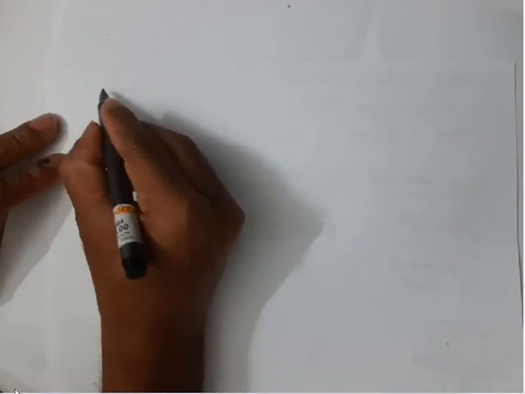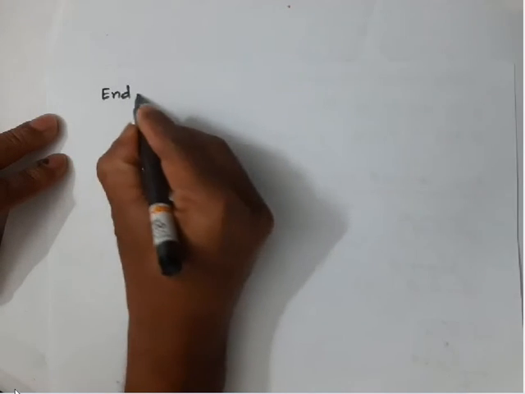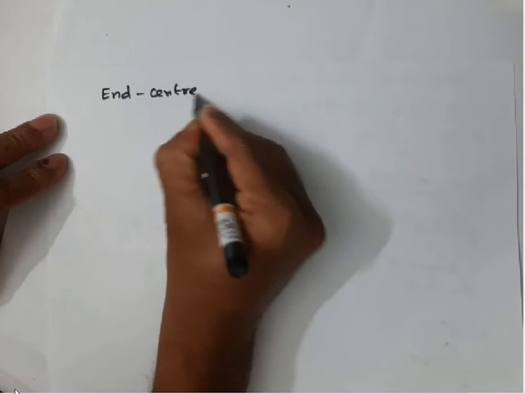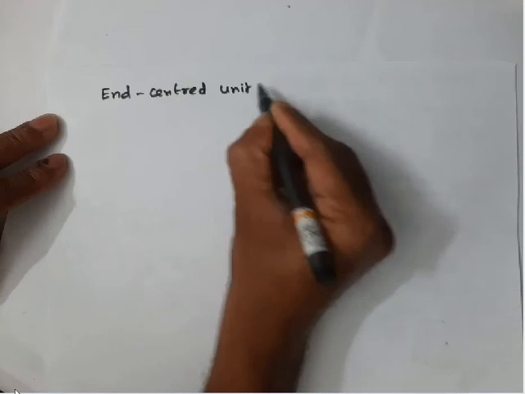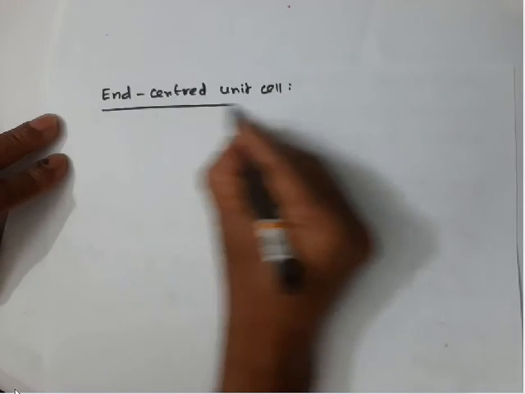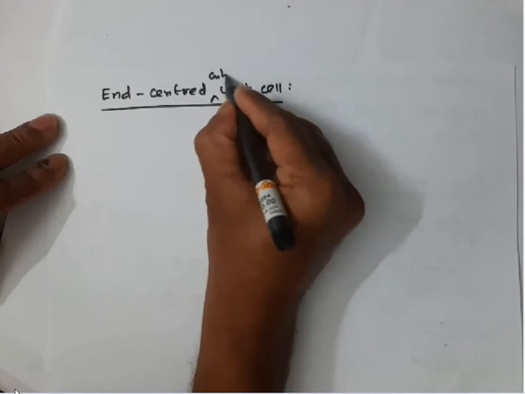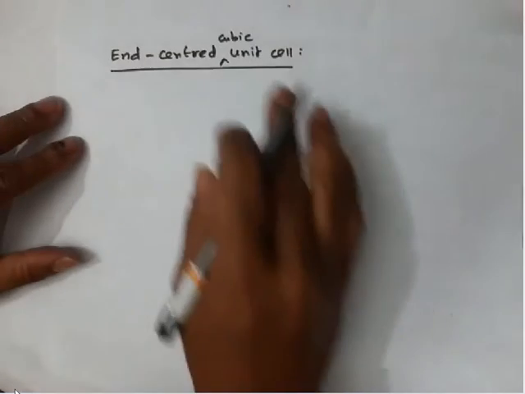Then end centered unit cell, let me write here. Third type, end centered cubic unit cell. Let me write cubic. End centered cubic unit cell. I'm particularly interested in cubic unit cells, so that's why I'm using the word cubic. But keep this in mind, we also have non-cubic unit cells. So what is meant by end-centered cubic unit cell?